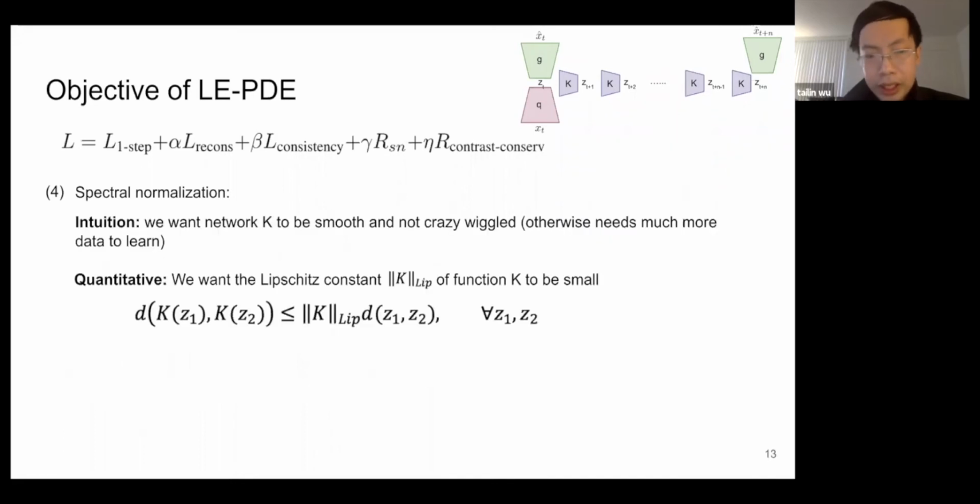And quantitatively, we can constrain the Lipschitz constant of the evolution operator. Basically, the Lipschitz constant is the supremum of how much an input change leads to a change in the target. If we constrain this K's Lipschitz constant, then any variation in the input will lead to a bounded variation in the output.